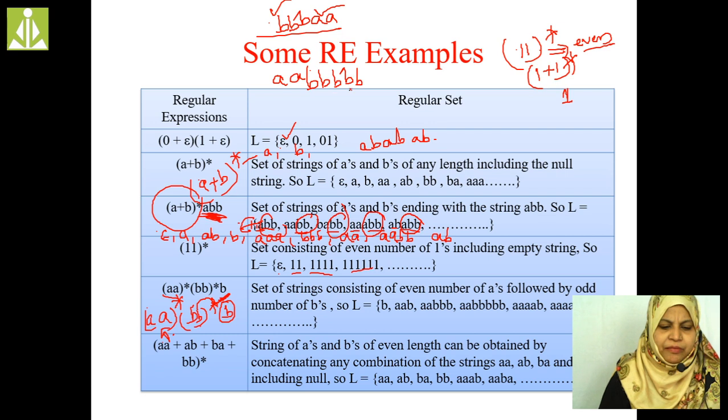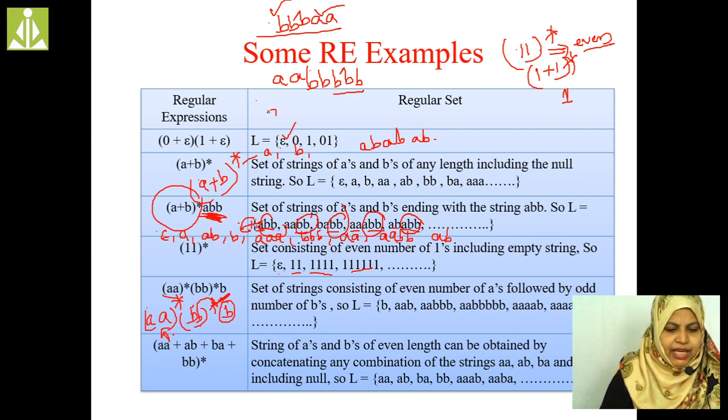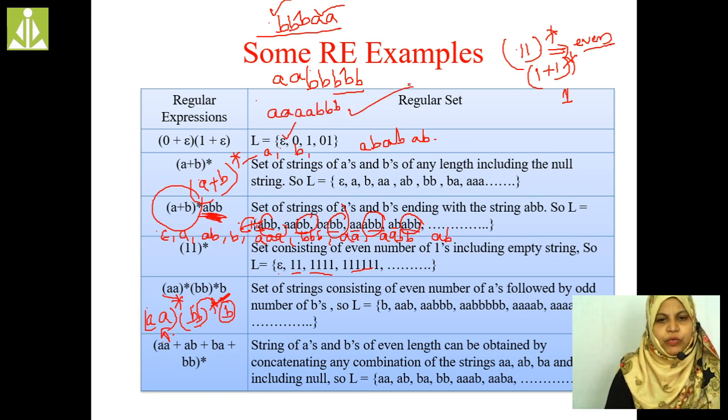BBBBB, 5 B's also. Or else here AA, it is also the right one. Here an even number of A's is going to be followed by an odd number of B's, right?